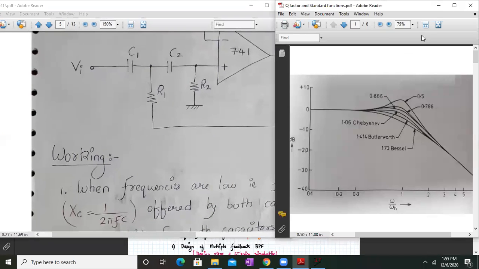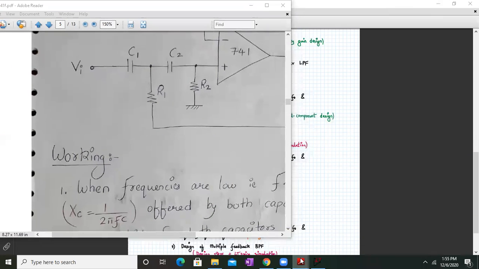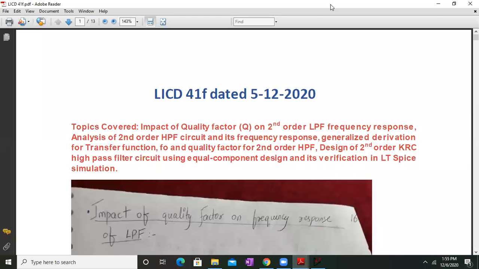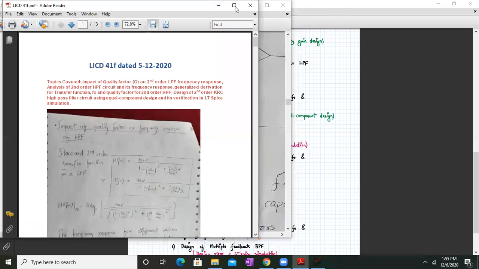I think I have to close this and open up the second PDF. Okay, this I will reduce it from here.